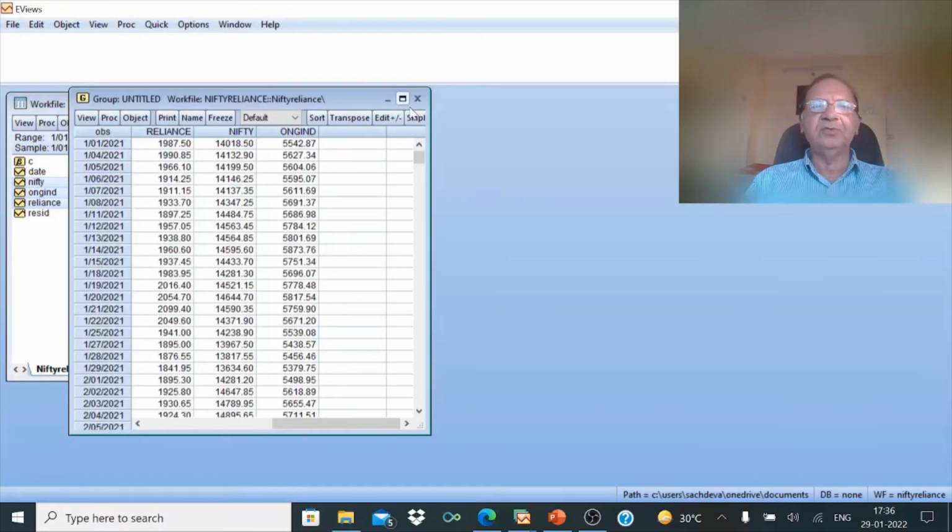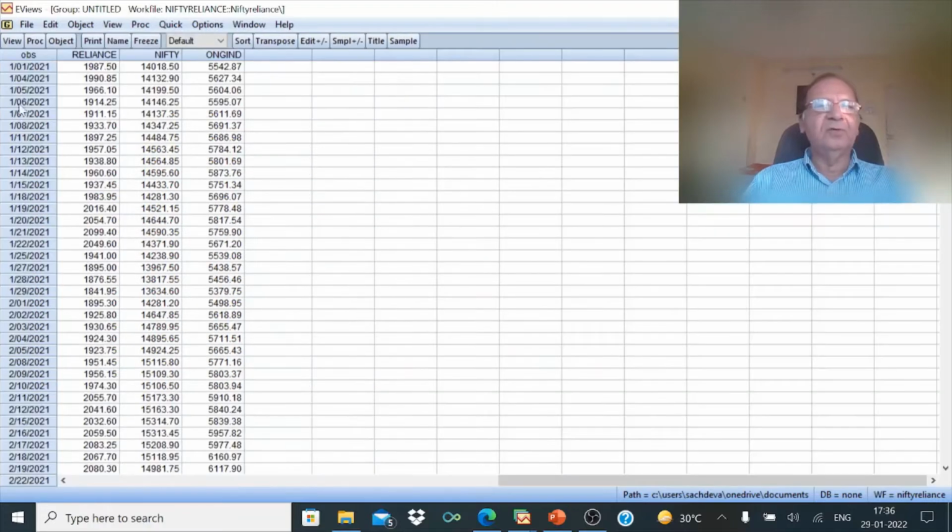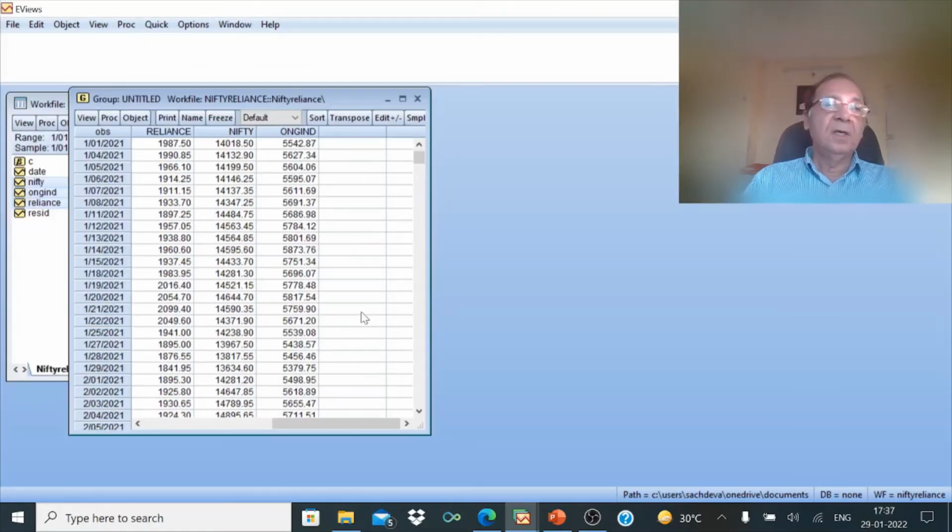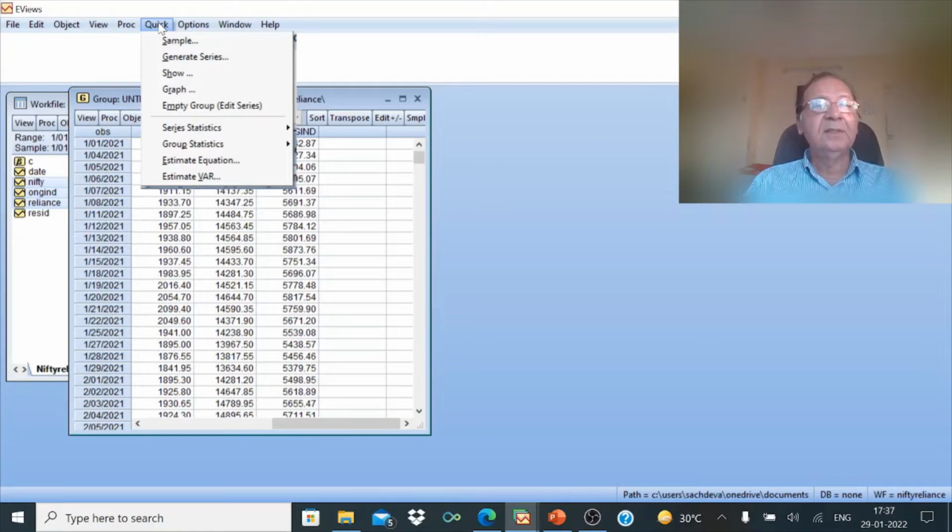So it is as you got in the Excel sheet. We have got the data for Reliance, Nifty, oil and gas. The observations are from this period. Now EViews follows the American system, so first is the month, then the day, and then the year. Here we can go to Quick, and we can also see Estimate Equation.